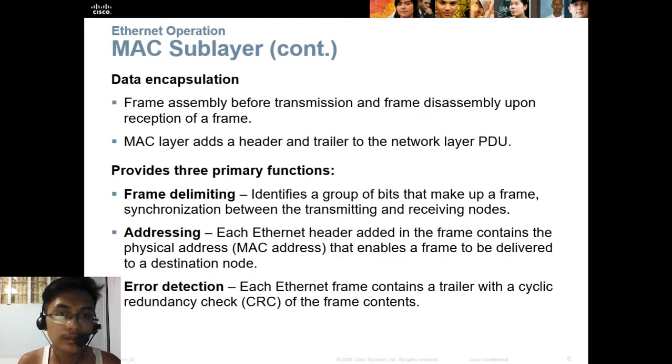Data encapsulation means frame assembly before transmission, and frame disassembly upon reception of a frame. The MAC layer adds a header and trailer to the network layer PDU. It provides three primary functions. Frame delimiting identifies a group of bits that make up a frame, and provides synchronization between the transmitting and receiving nodes. Addressing: each Ethernet header added in the frame contains a physical address that enables a frame to be delivered to the destination node. Error detection: each Ethernet frame contains a trailer with a cyclic redundancy check, CRC, of the frame contents.